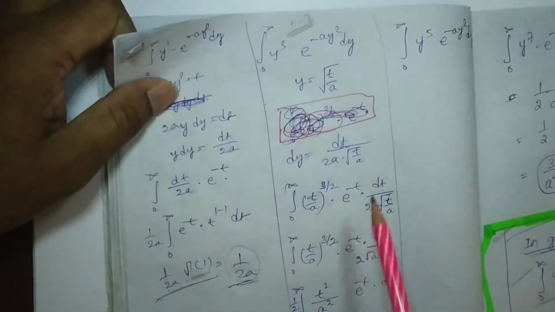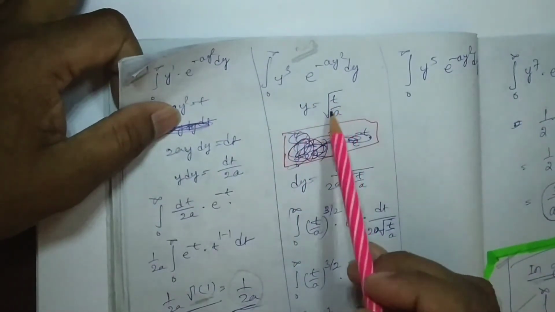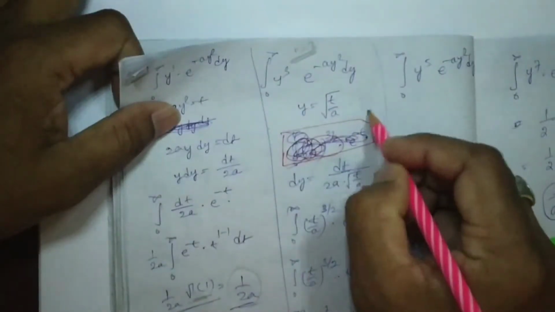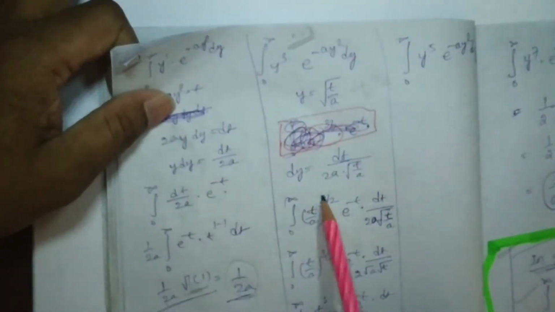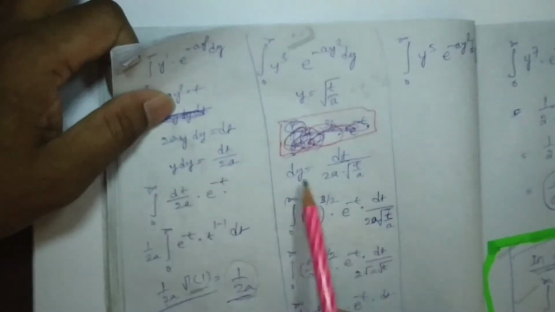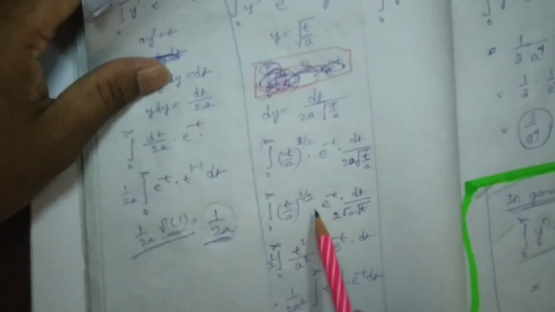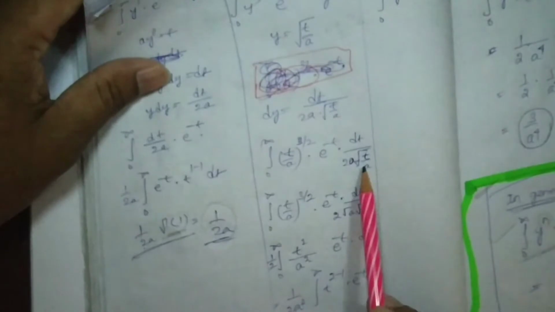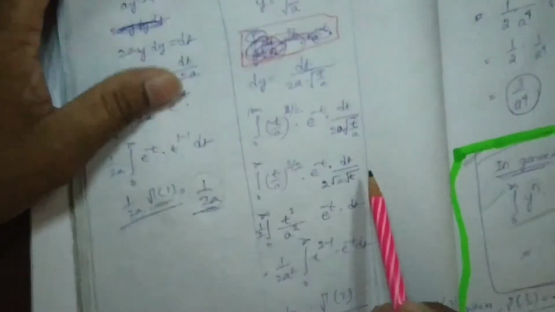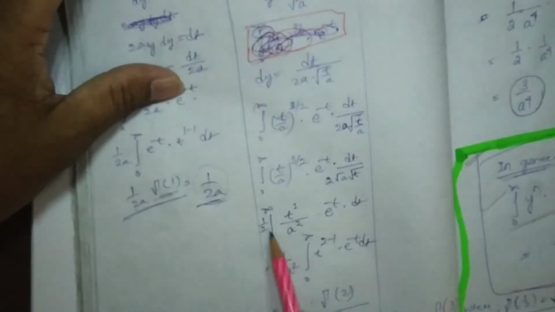We are just going to put all the values. Here y is nothing but t by a root over, or t by a to the power 1 by 2. So instead of y, y to the power 3 will be t by a to the power 3 by 2 into e to the power minus t into dy. So it will be t by a to the power 3 by 2 into e to the power minus t into dt. Here a got cancelled, root a and a, it will be 2 root a root t. So 1 by 2 goes outside, 0 to infinity.